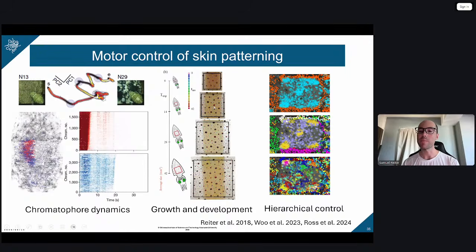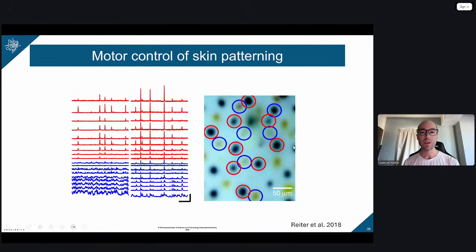So let me tell you a little bit more about this piece here. If you look at the chromatophores in detail and track them, here's a small patch of skin. The scale bar is 50 micrometers. We have a group of chromatophores here in red that show really strong correlations. So here are the time courses of the chromatophore fluctuations. Each trace here is a chromatophore, and the scale bar is 5 seconds. So this is over 30 seconds or so.